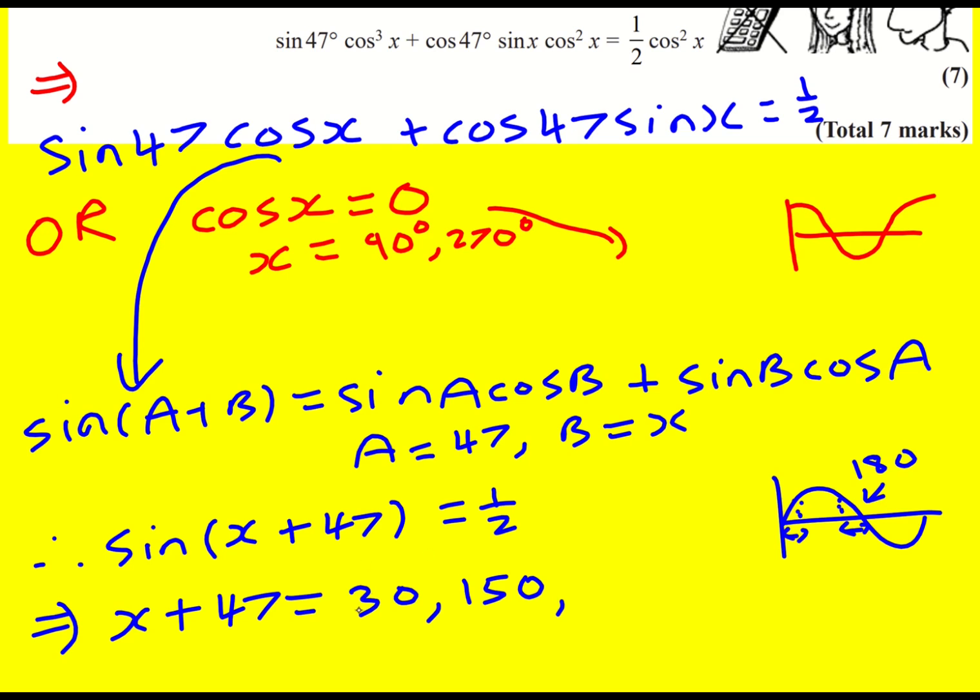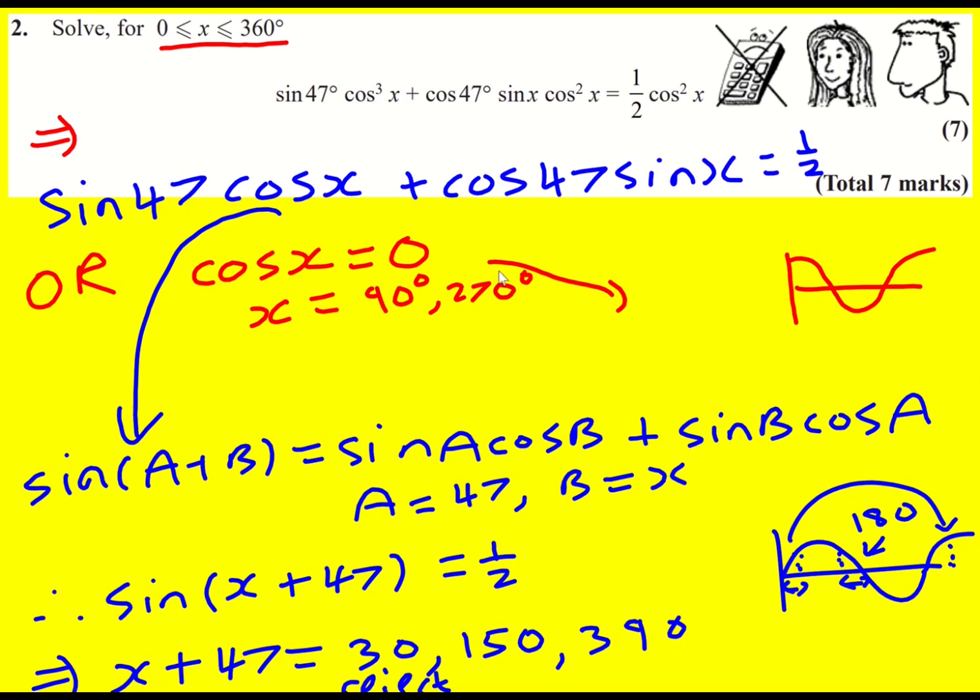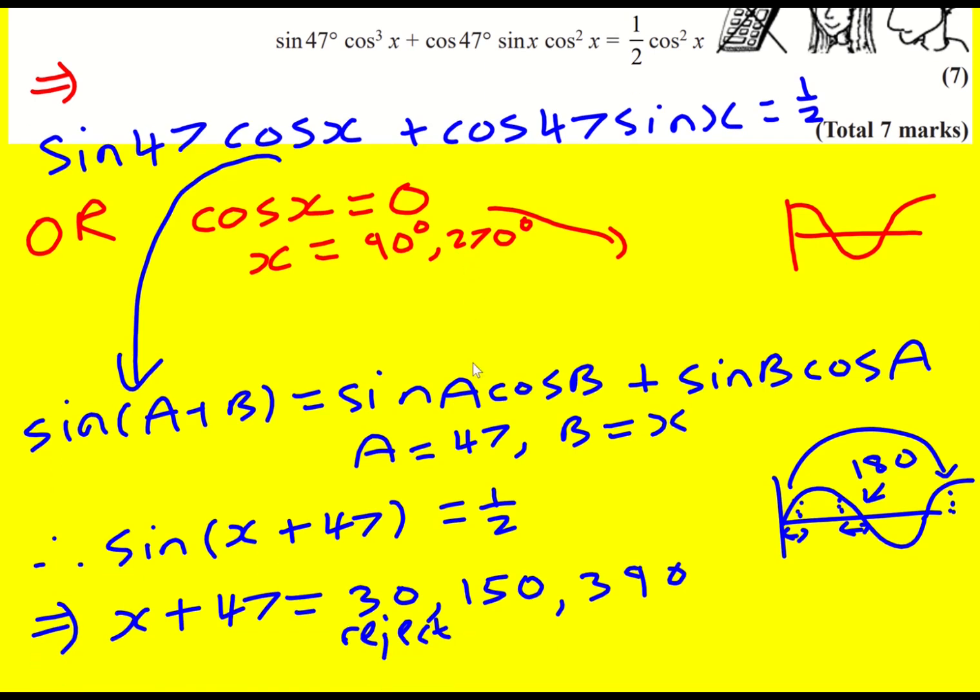I can see that the 30 is actually going to give me a negative value of x, so I'm immediately going to reject that. You could get minus 17 and reject it later on, but I'm just going to do it now. This just leaves me one other possible solution. If I add 360 on, it'll give me another solution here, so 390. And that's going to be enough. I'm only looking between 0 and 360.